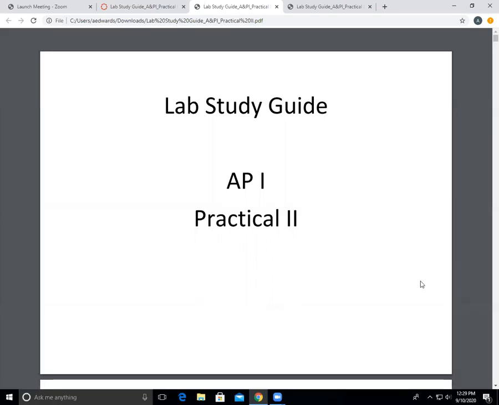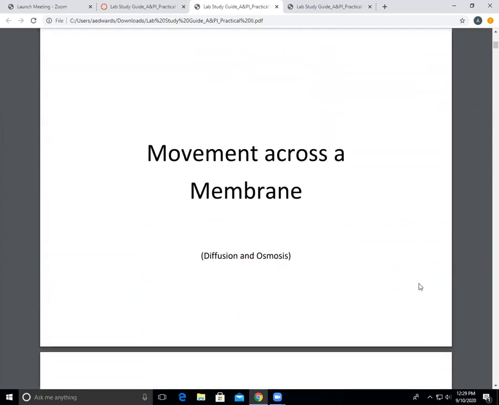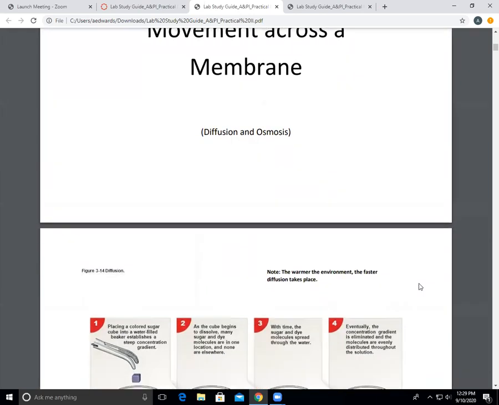Okay, so for lab practical 2, we're going to go over the first part today. Start with moving across a membrane, specifically diffusion and osmosis.